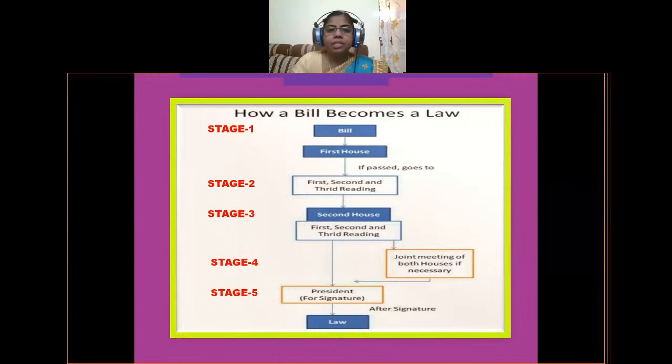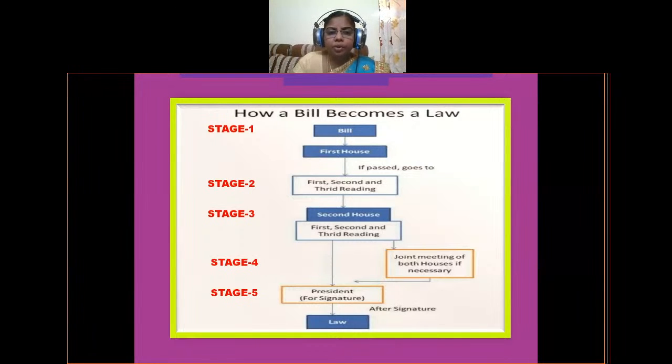In stage 2, the first reading, second reading, and third reading will be completed. Next, stage 3 consists of sending that bill to the second house. That means the first house has approved the bill and has sent it to the second house, and it can be considered stage 3. Here also the first reading, second reading and third reading will be conducted. So this is about stage 3.